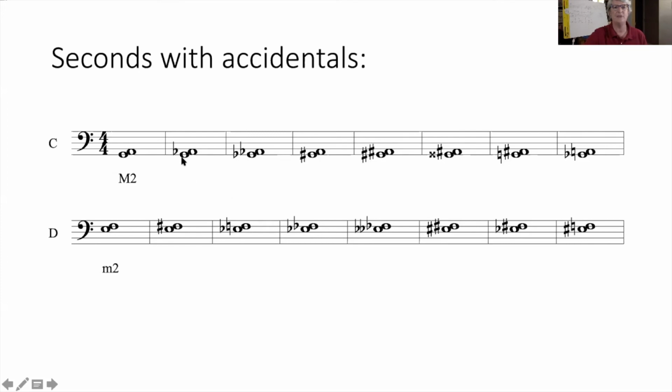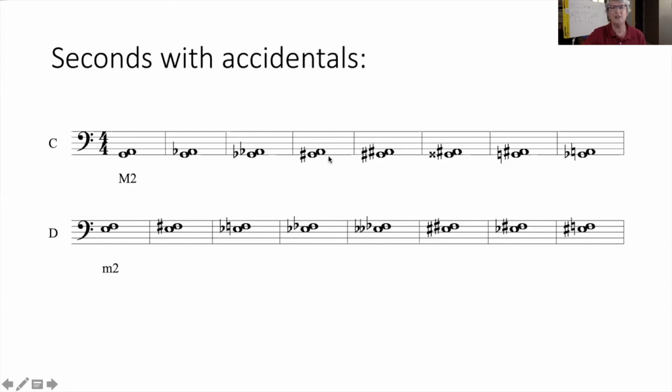If we add some flats, adding a flat to the top note makes the interval smaller. This is a minor second. But if we add an accidental to both notes, if we flat them both, we haven't actually changed the size of the interval. The distance from G flat to A flat is the same as the distance from G to A. We've just overall moved the interval down.